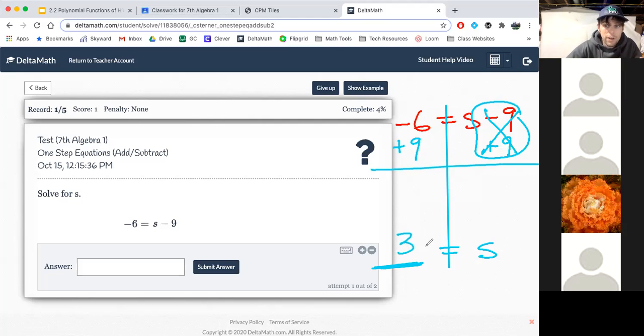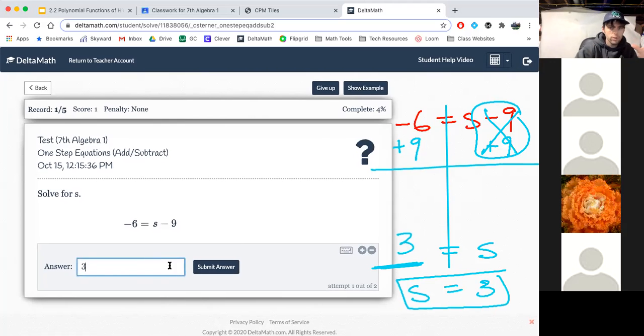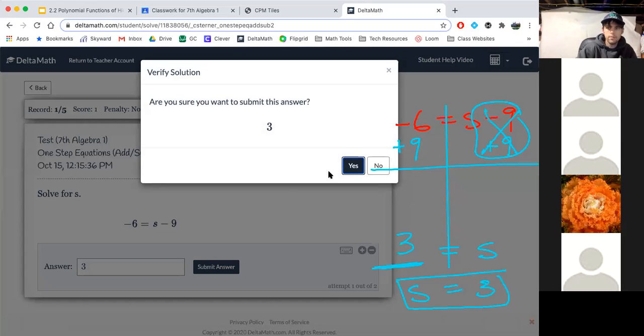This is the way we could write our answer, or we could go ahead and flip that just so that it reads a little better and say S equals 3. Doesn't matter. Once we get the number that is our answer, we could just go ahead and type that in. And for this one, we're just supposed to type in the number and be done.